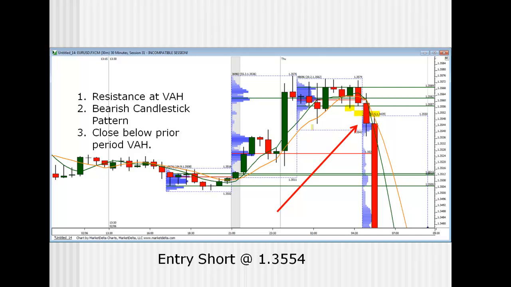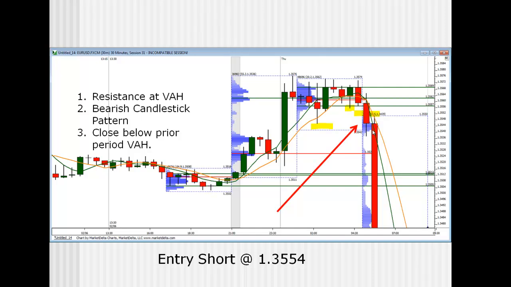If you wanted to really wait until you take out the low of this candle, that is also another reasonable entry. You could do that. It is more cautious, but it is a viable option.